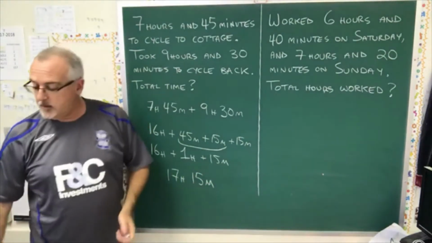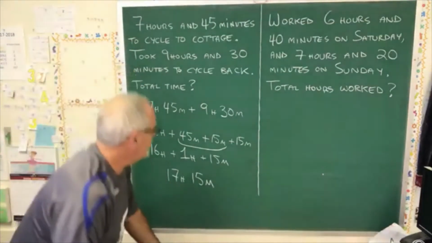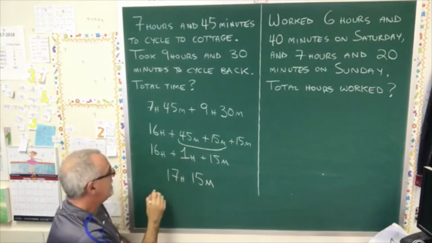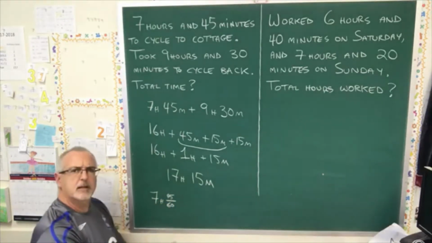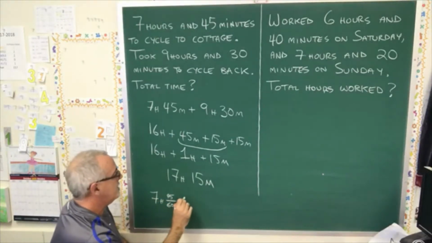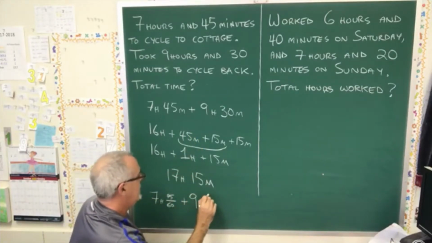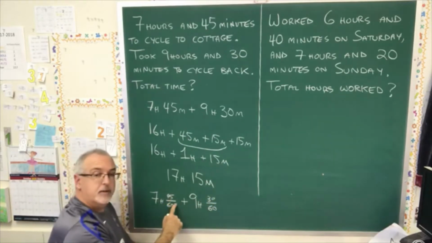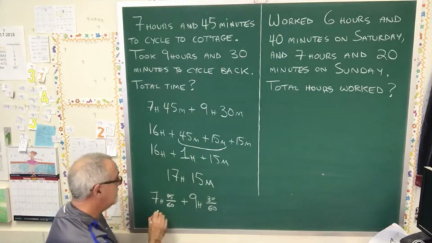Another way I can do this, though, is to convert it into decimal. That's an interesting little trick. Let's take the 7 hours 45 minutes and we'll say it's 7 hours and 45 over 60 minutes. So I'm expressing it as a fraction for a moment. And then the 9 hours and 30 minutes is 9 hours and 30 out of 60. But I can convert these fractions into decimals. 45 divided by 60 is 0.75.